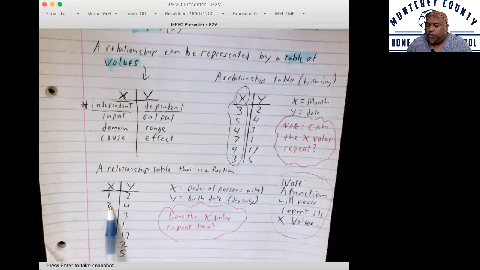So the first person asked was born on the 2nd of a given month. The second person was born on the 4th. The third person was born on the 3rd. The fourth person was born on the 1st. The fifth person on the 17th. The sixth person on the 2nd. The seventh person on the 5th, and so on.